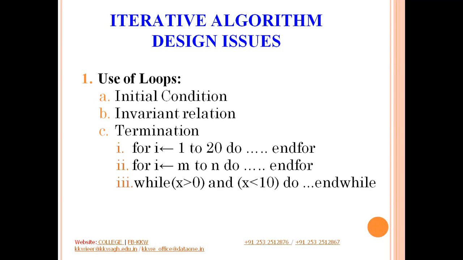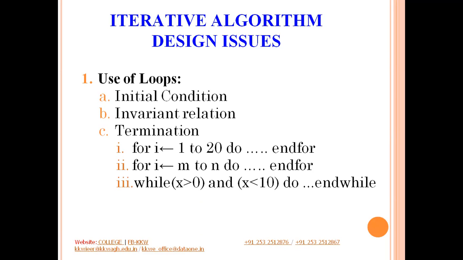But if you write something like this, the third example, which is a while loop. Inside the while you are setting two conditions: while x is greater than 0 and x is less than 10, do some statements inside the loop, and then end the while loop. Now in this, we cannot be sure about when exactly the loop is going to terminate. Why? Because that depends on the value of x.